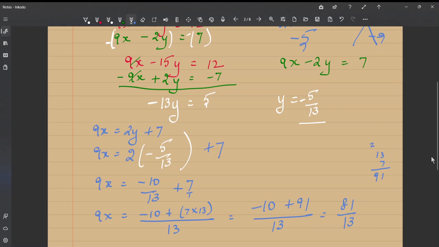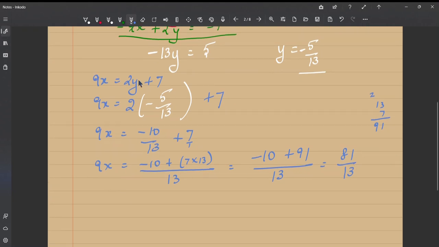All of this is 9x. It is not x. But we need the value of x. So x is equal to 81 by 13, divided by 9, since it is 9x. You get 9 by 13, right? We are dividing by 9. See, if it is 9x, I am dividing 9 by 9 on both sides, the left hand side and the right hand side, which implies that 9 9s are 81, right? Which implies that x is equal to 9 by 13.